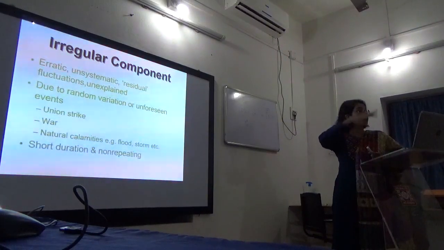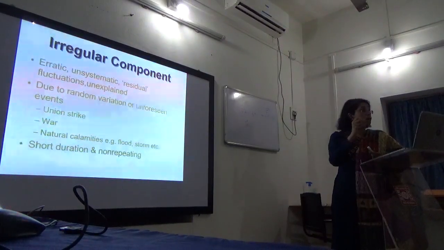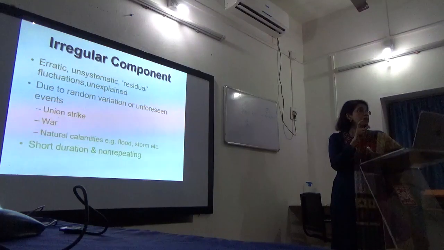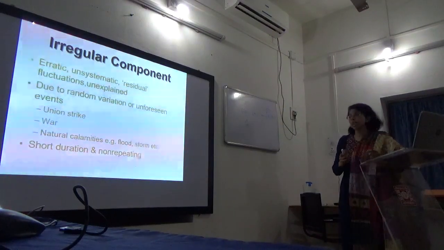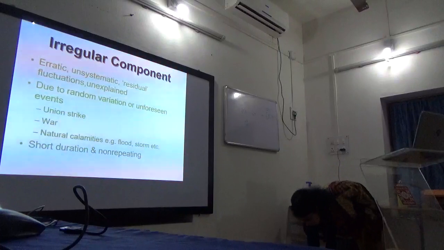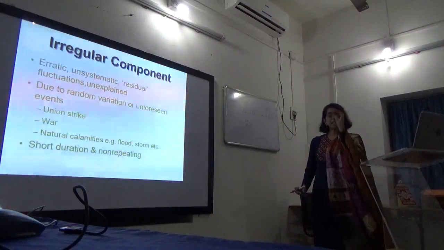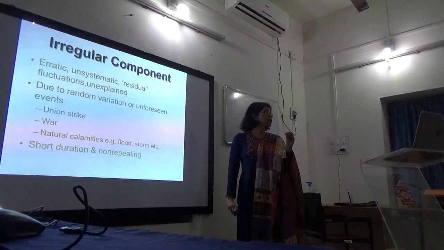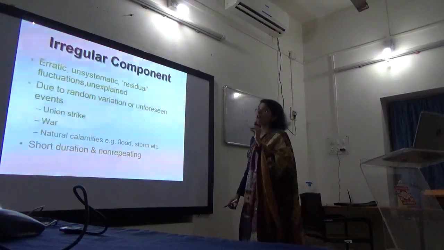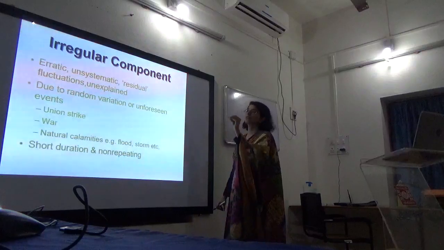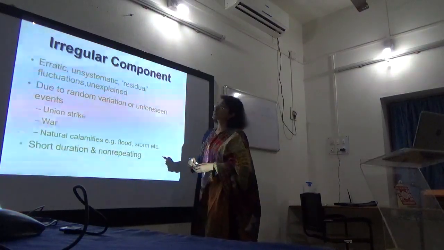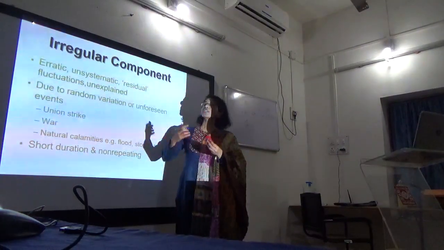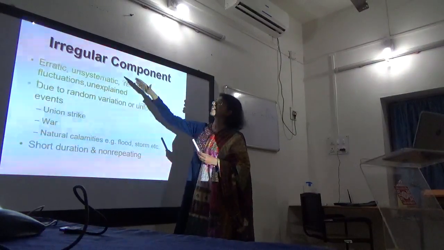Why? Because the war was on during the Second World War, I mean to say. So those years are the outliers, those are the outlying observations in the time series of sales of rice. So those outliers, those outlying observations, are named as the irregular component.